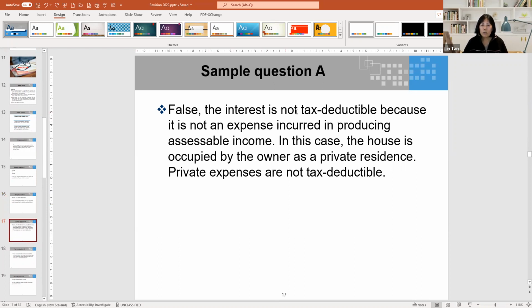False, the interest is not tax deductible because it is not an expense incurred in producing assessable income, because the owner actually lives in that property, so there's no rental income. And it is a private residence, right? Therefore, we know the limitation rule, that private expenses are not tax deductible.